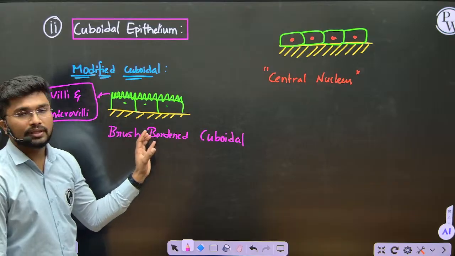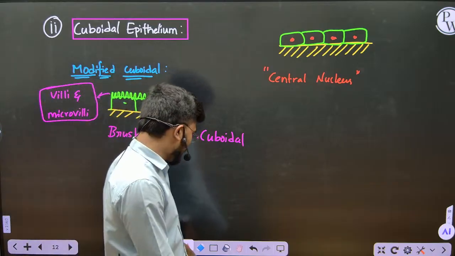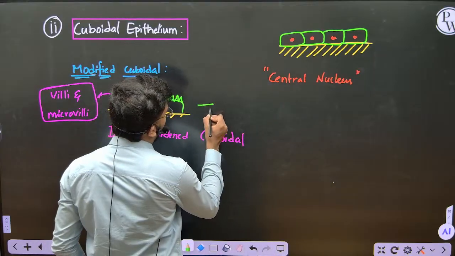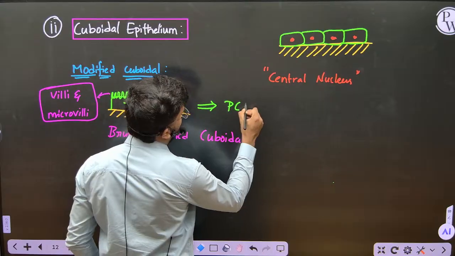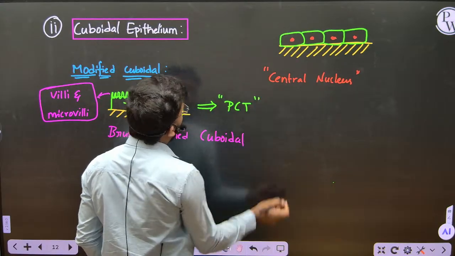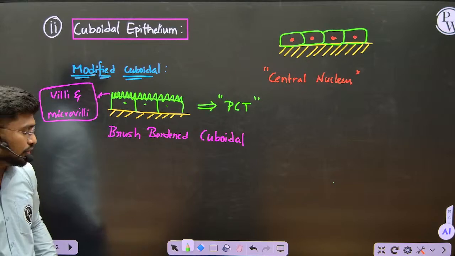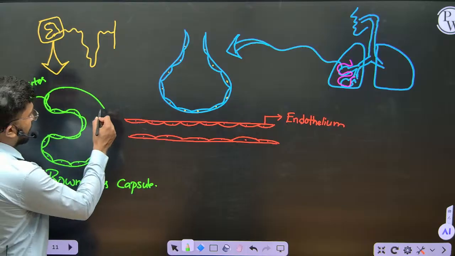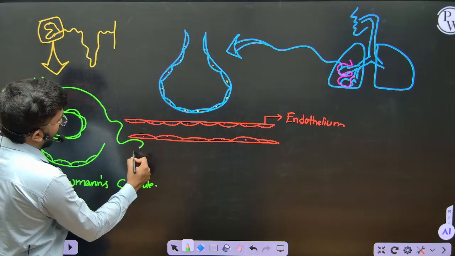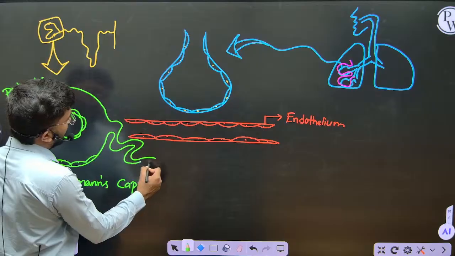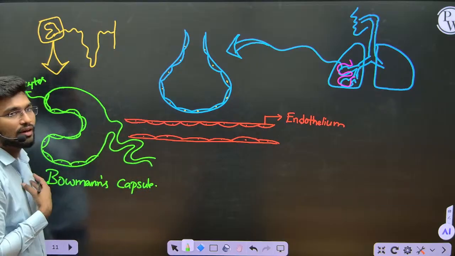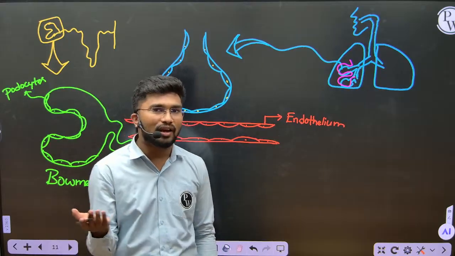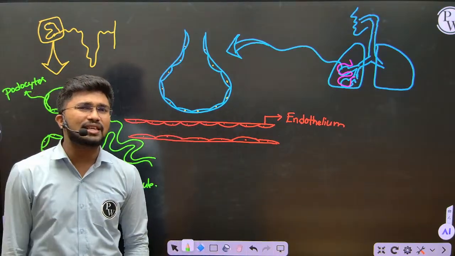So this kind of epithelium we notice in the PCT of a nephron. PCT is what? Proximal convoluted tubule. In the last diagram, what have we seen? This is called Bowman's capsule. Bowman's capsule leads to coiling. Coiling is called what? Convolution. And it is present near, so we are calling it what? Proximal. Near means proximal. Convolution means coiling. It is a tubule. So we are calling it PCT of nephron.